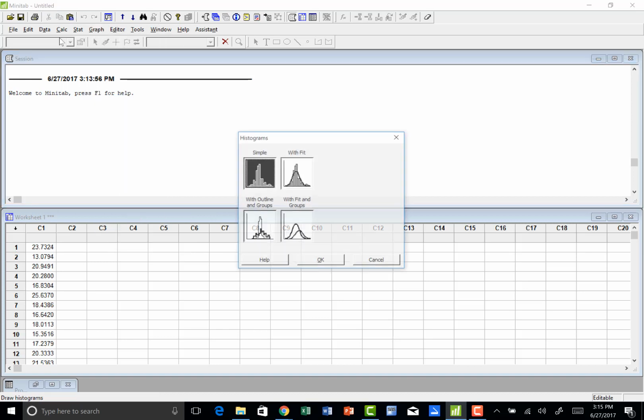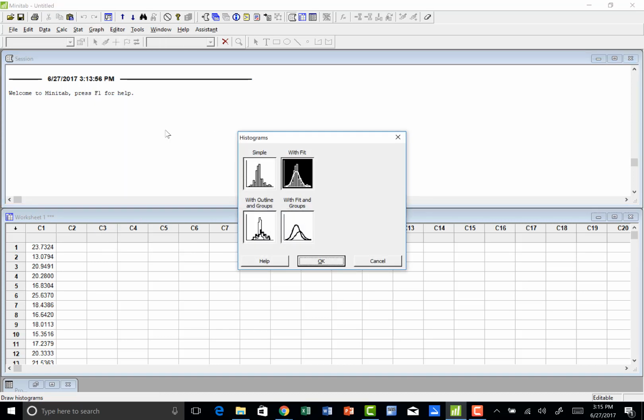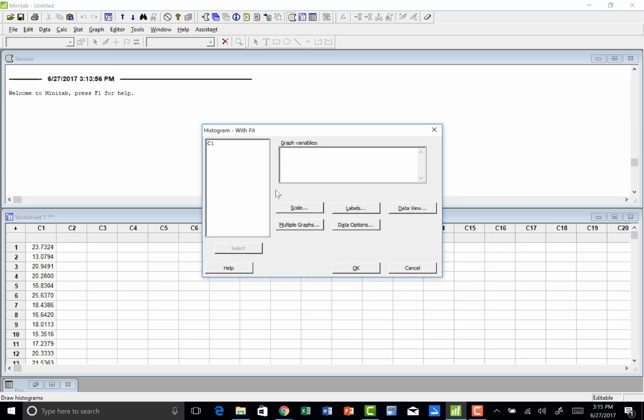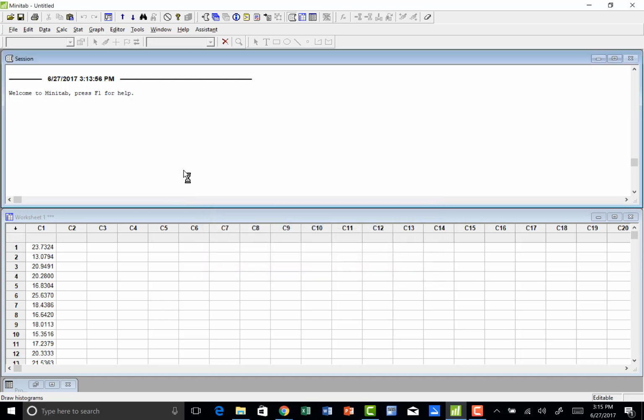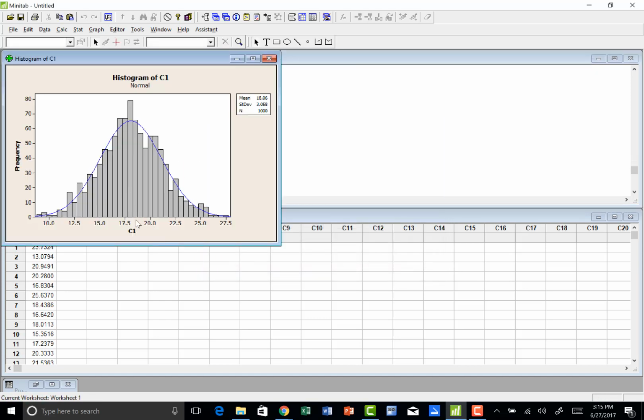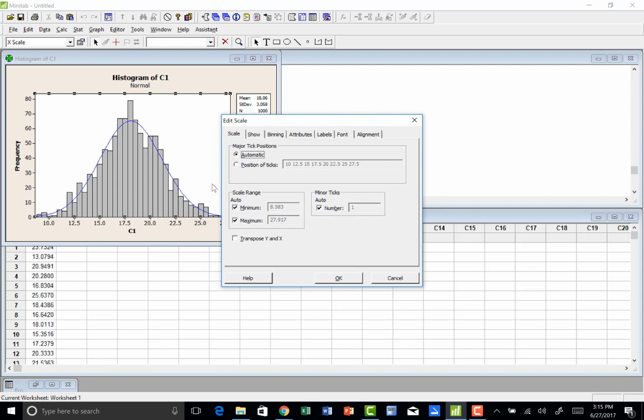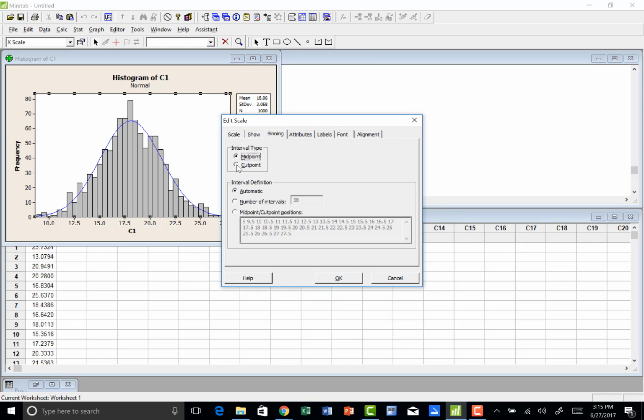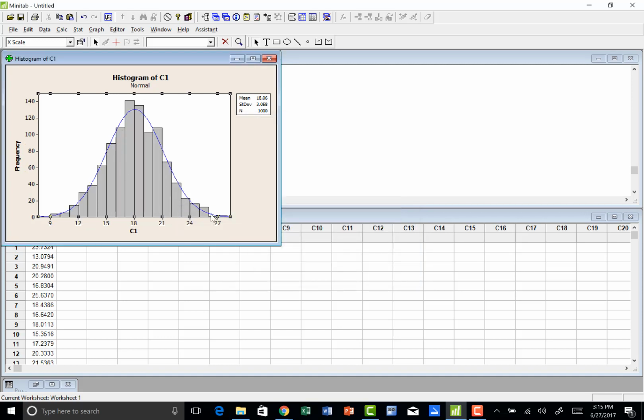So I'm going to look at its histogram with a normal overlay. That's with fit, meaning a normal overlay, to see if it looks like it could fit underneath that normal model. And so I get this graph, and it looks very nice. For data, not so bad. I'm going to change the binning, because this is a continuous random variable, to cut points, and I'm going to have 20 intervals. Usually we like to have between 5 and 20, so I'm going with 20. So we see that it fits pretty nicely under the normal curve.